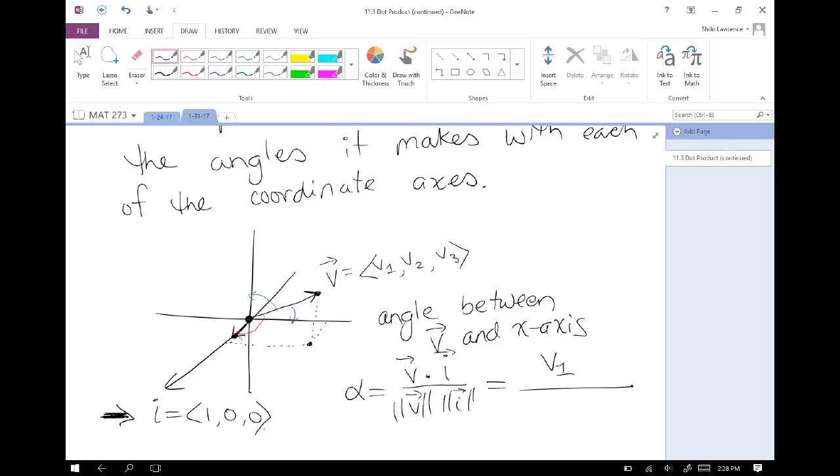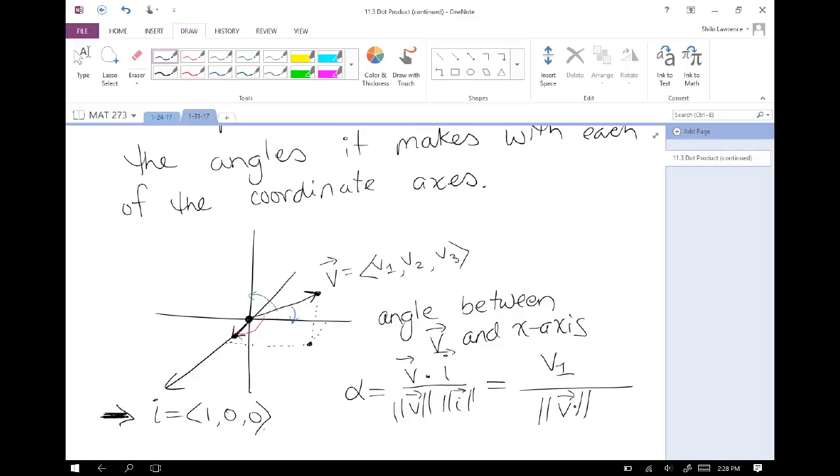Now in the bottom, we want magnitude of v, but what's the magnitude of i? It's just 1. So multiplying them together is not going to change it. It's still just going to be magnitude of v in the bottom, because the magnitude of vector i is 1. So we've got v1 over magnitude of v. We've seen this somewhere before.